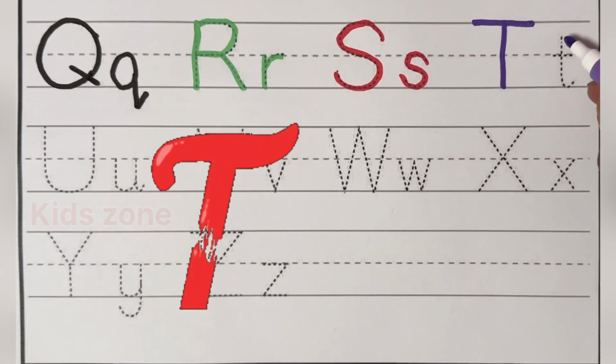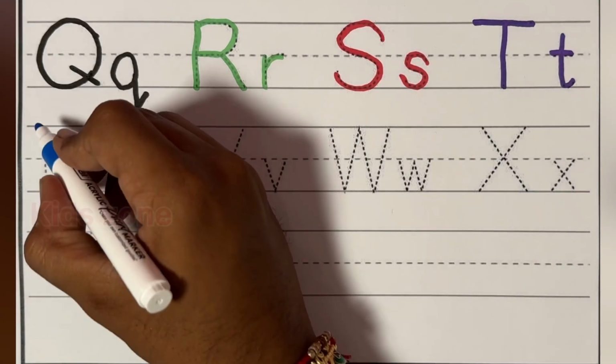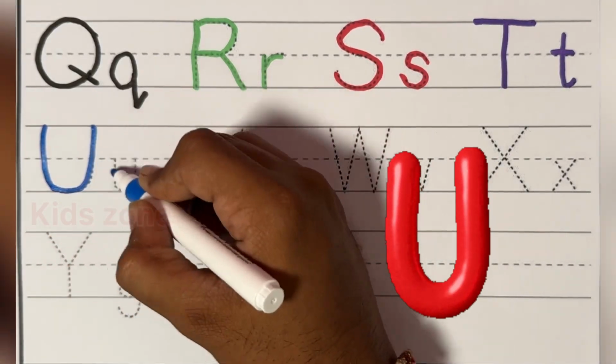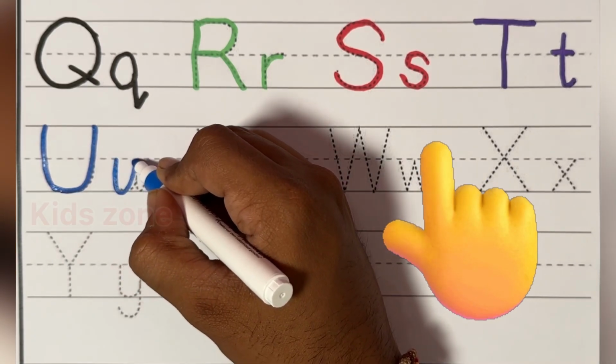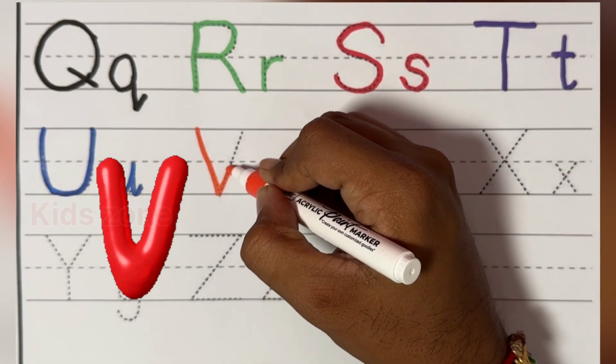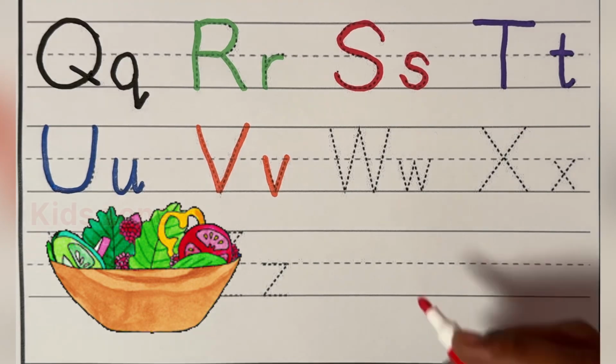T for turtle. U for up. V for vegetable.